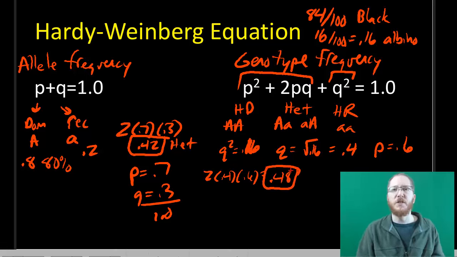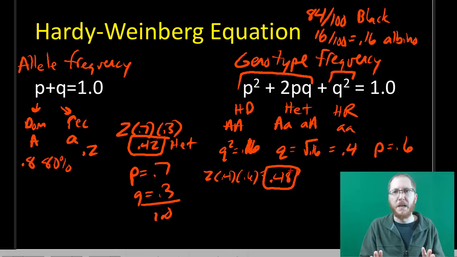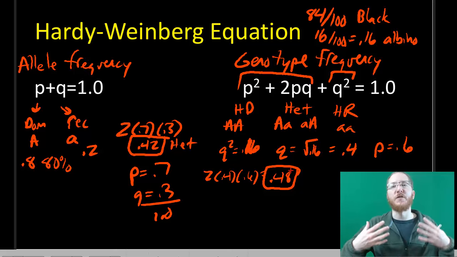So it does take more steps, but if you just reason your way through it, figuring out, all right, I either need to know the allele frequency of P or Q, or I need to try to figure out Q squared, the number of individuals that are recessive.